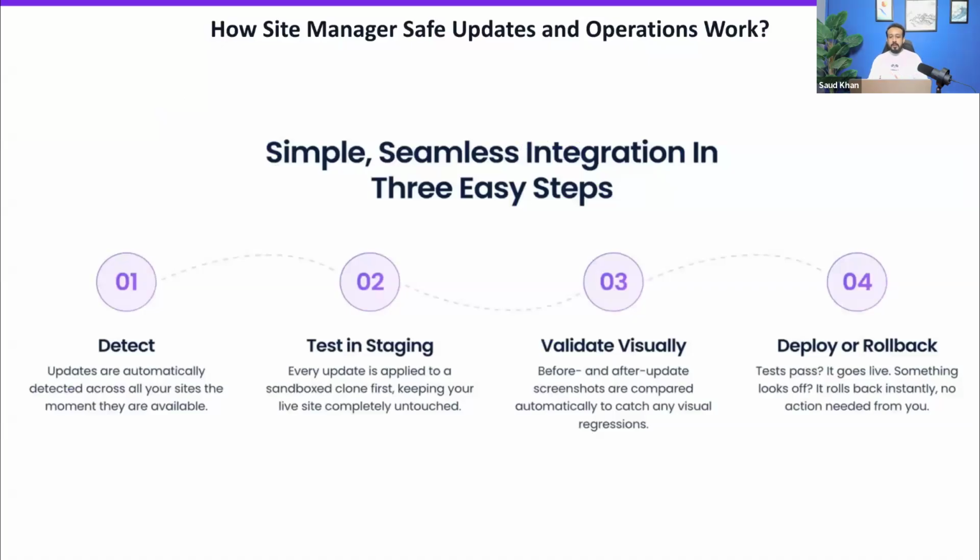So I've already covered this. There are three steps in particular for safe updates. It detects the updates automatically. It tests in the staging environment, validated through the pre and post snapshots, does the visual regression cycle, and then takes a decision to deploy or roll back.